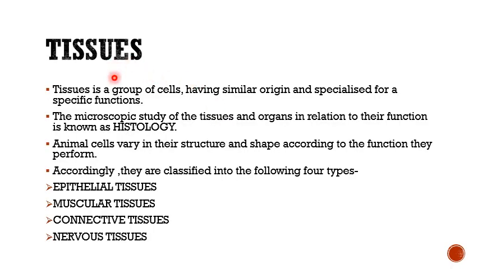What are tissues? A tissue is a group of cells having similar origin and specialized for specific functions. The microscopic study of tissues and organs in relation to their function is known as histology. Animal cells vary in their structure and shape according to the function they perform. Accordingly, they are classified into 4 types: epithelial, muscular, connective tissue, and nervous tissue. So today we are going to start with our first tissue, that is epithelial.